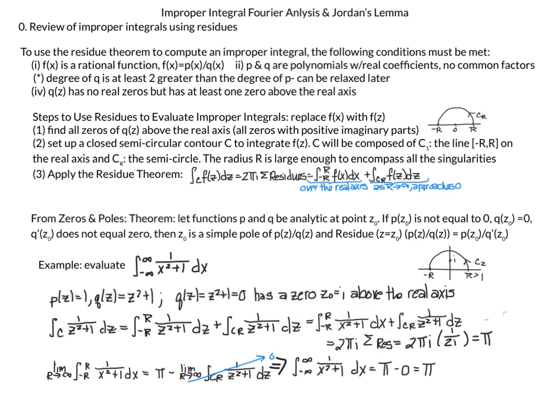which means that this integral along the real number line, when we take the limit as R approaches infinity, from negative R to R of 1 over x squared plus 1 dx, is equal to this pi, which is for our closed contour integral, minus the C sub R integral. So it's going to be pi minus, as R approaches infinity, the integral over C sub R of 1 over z squared plus 1 dz. But as we said, this will approach 0 as R approaches infinity because we checked that our function satisfies these conditions, which means that our improper integral of 1 over x squared plus 1 is equal to pi minus 0, which is equal to pi.